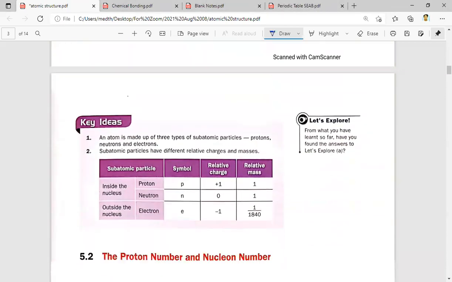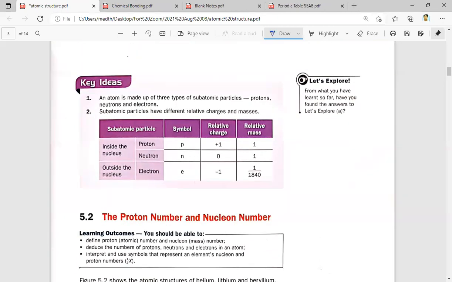So a little summary is over here. Now, this table actually came out in your Sec 1 end of year exam before. I can safely say that it may come out again in your end of year or even for your WA3. So this table here, please take note of it. Most people will tend to be confused between the relative charge and the relative mass. So you must be very clear in terms of charge, in terms of mass. Charge is the one that you have your plus and minuses. Mass is the one that you're going to have this 1/1840. So that's the first part here in terms of the three main particles that make up your atom.